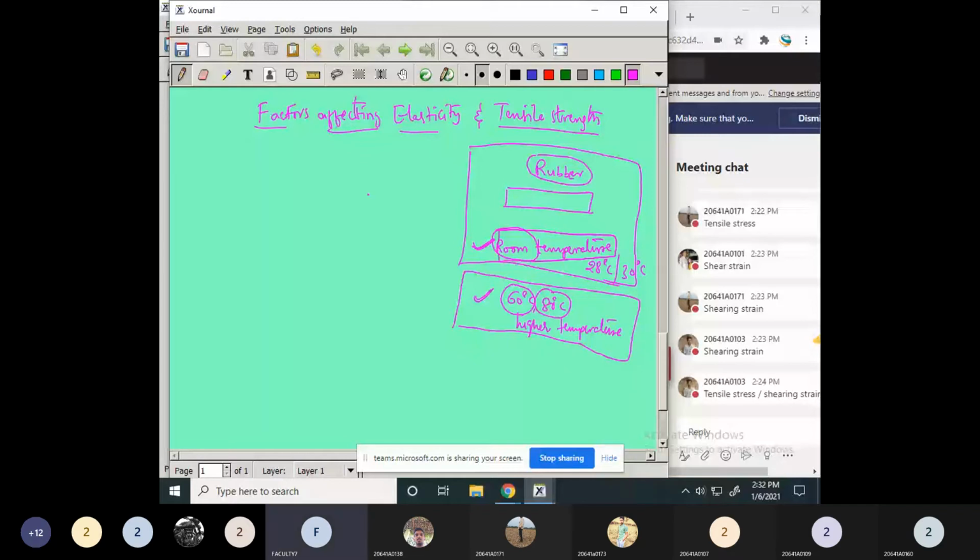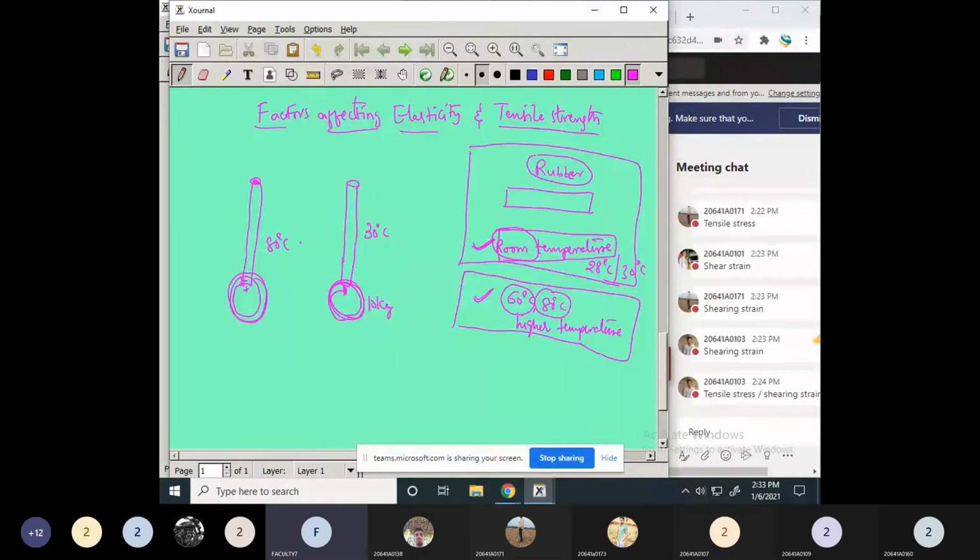Suppose you hang a rubber band like this, let us assume you are hanging it here, and at the bottom let us place a 10 kg weight. Consider this at some 30 degrees centigrade, at room temperature. Now take the same rubber band and heat it, that is, increase the temperature, and let us go up to some 80 degrees centigrade.